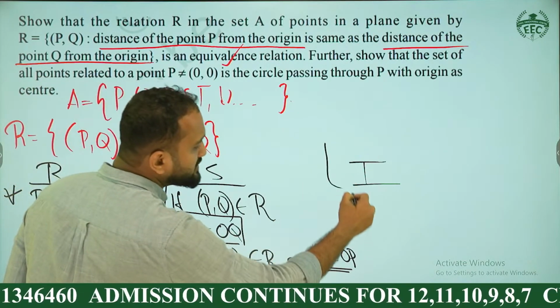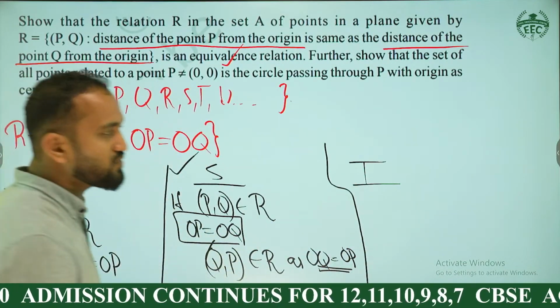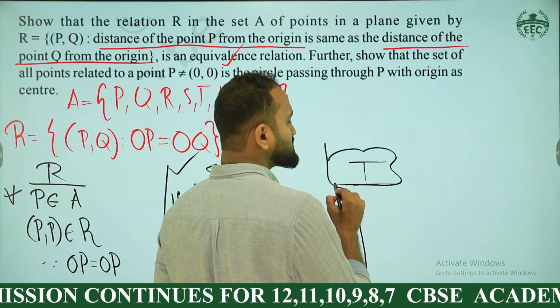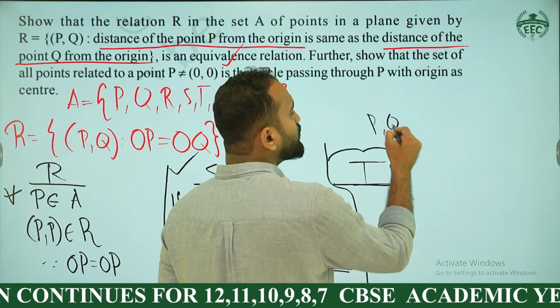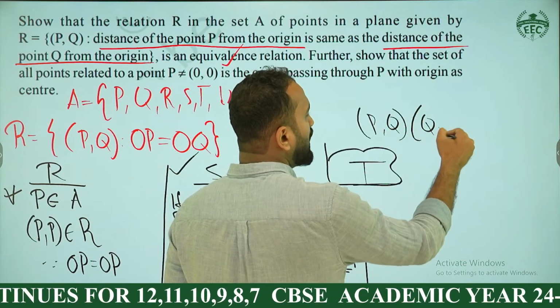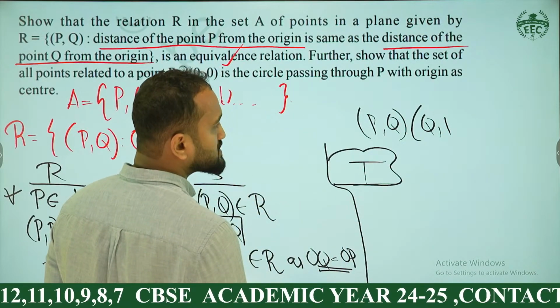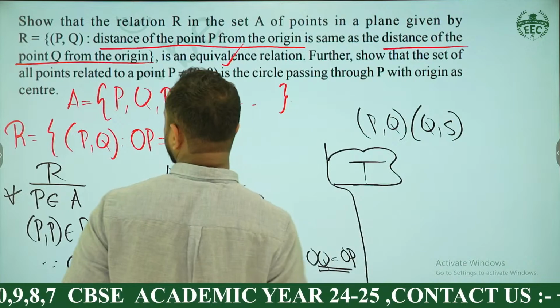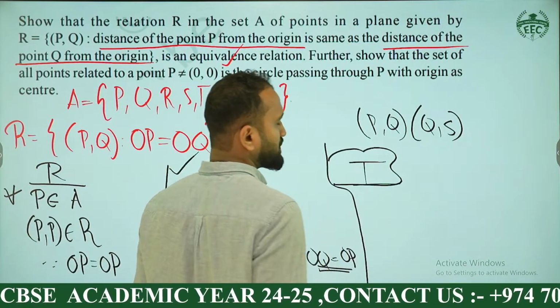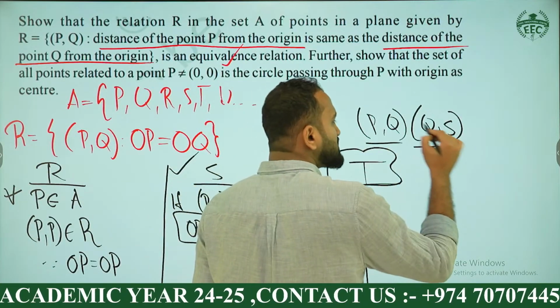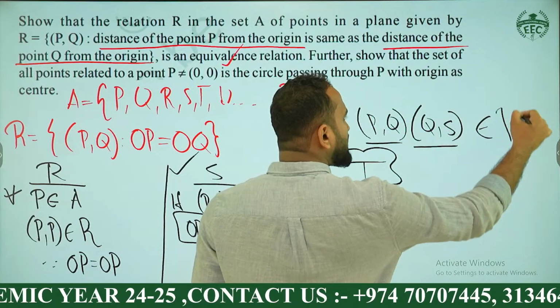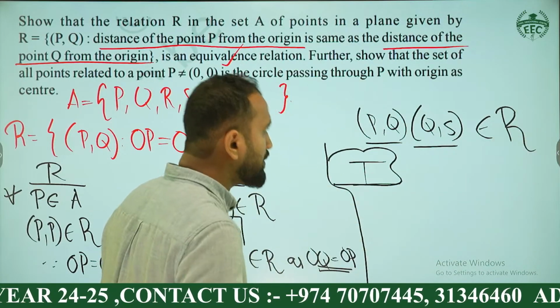Now, is this relation transitive? Yes. Why is this relation transitive? See, here (P, Q) and (Q, S) belong to the relation, where R is the term we use to represent the relation. If these two pairs are there in the relation, what is the meaning of that?